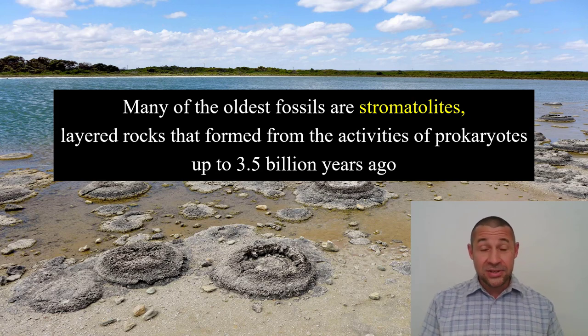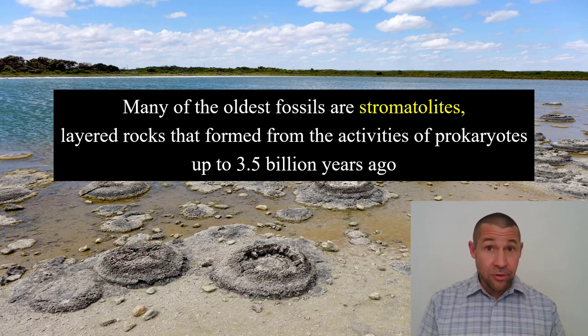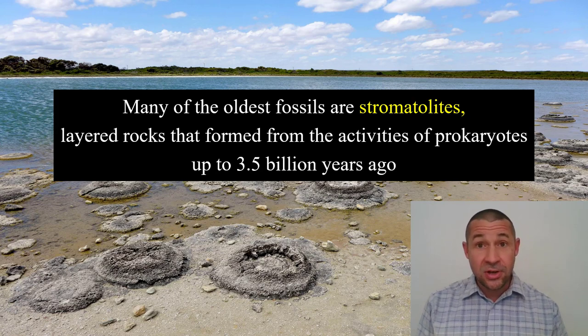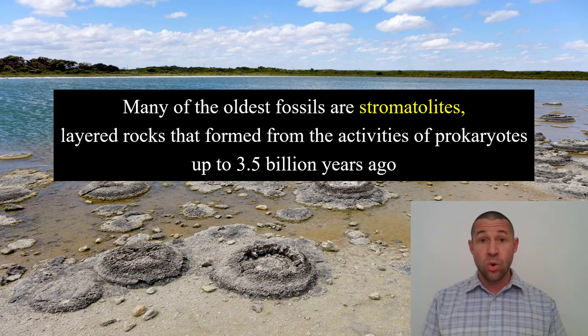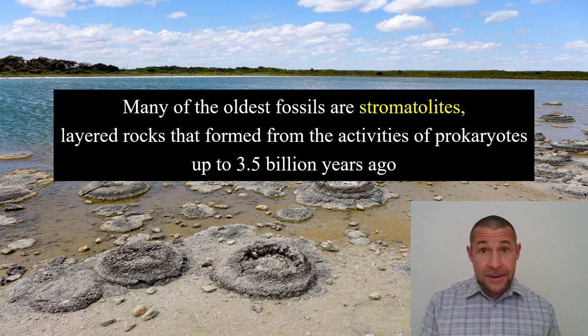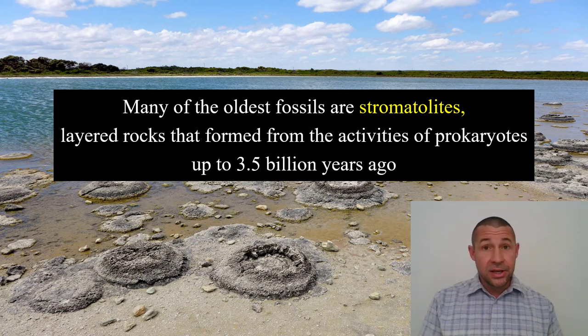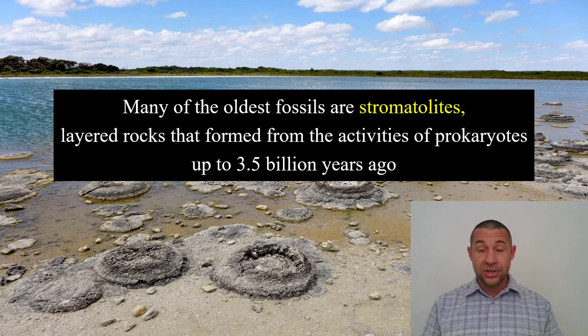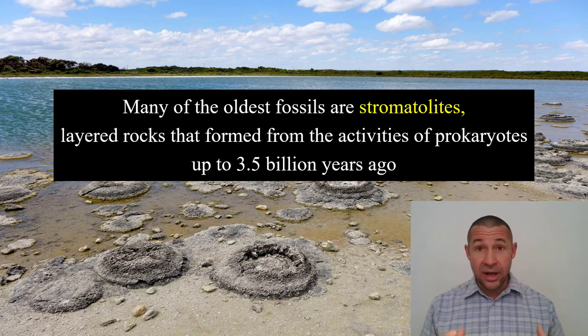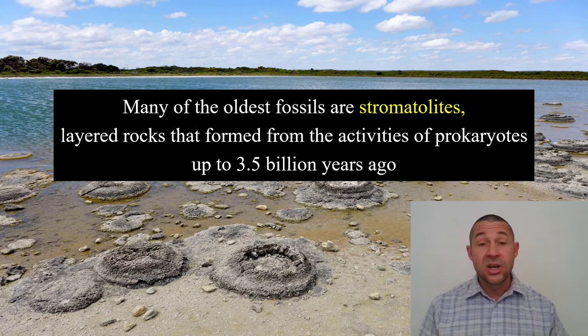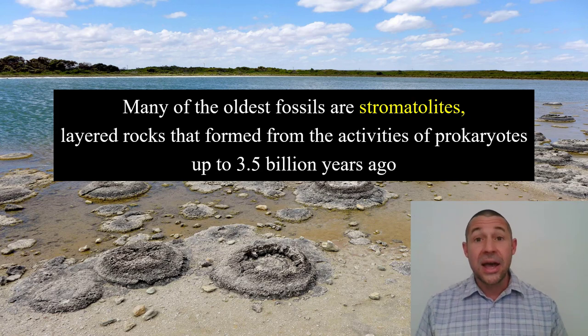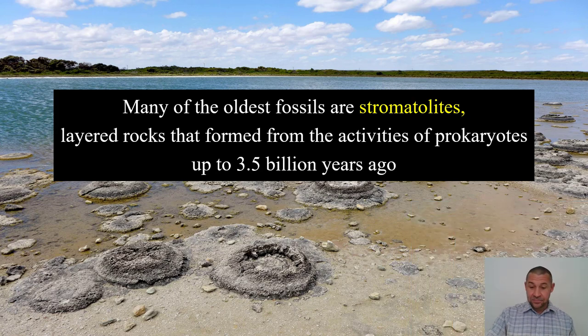So the stromatolites are found in a number of places, but the most famous are those found in Hamelin Pool. That's in Shark Bay in Western Australia. It's a UNESCO World Heritage Site. But these stromatolites, these microbial mats, are still living and growing today.